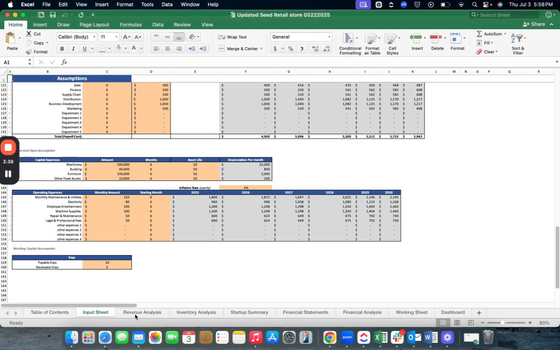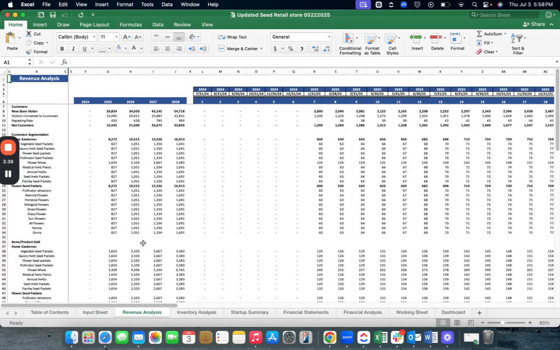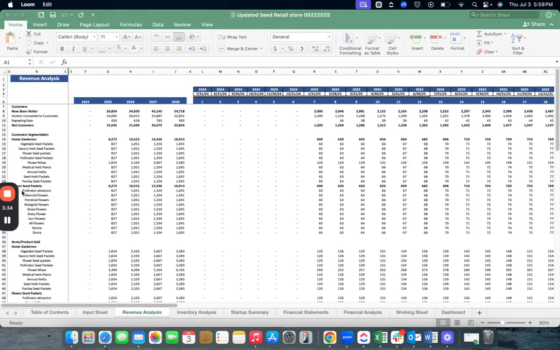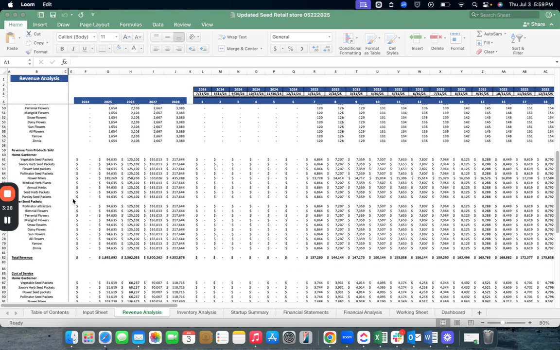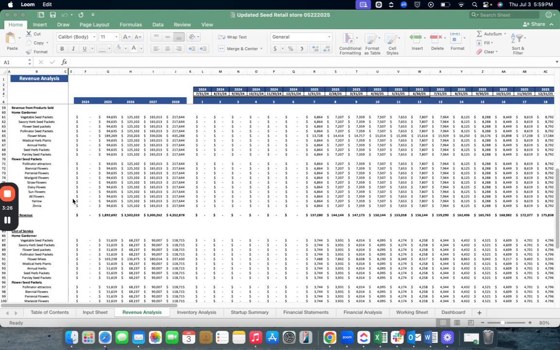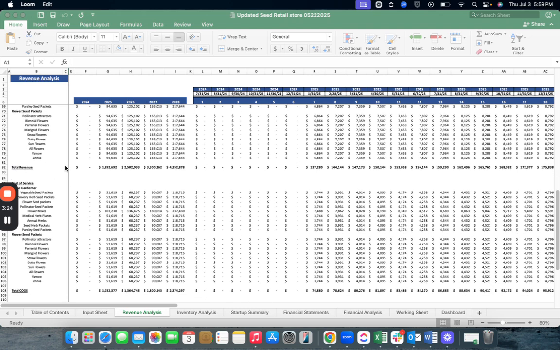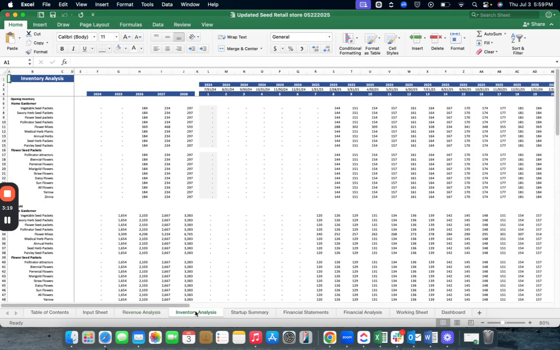revenue analysis. It's a detailed calculation for the revenue. We have the customer calculations, customer segmentation calculations, we have item and product sold calculations, then we have revenue from products sold, and we have the total revenue along with the cost of services. Then we have the inventory analysis.